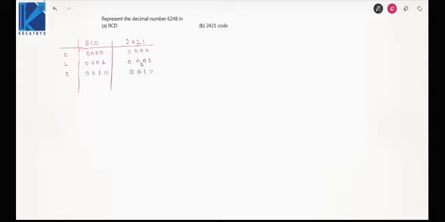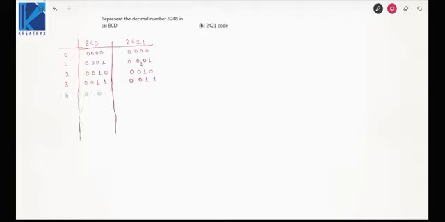Are you getting my point? If you convert this 2421 code into decimal, you multiply 1 into 1, 0 into 2, 0 into 4, 0 into 2. It will be 1. Then 0 into 1, 1 into 2, 0 into 4, 0 into 2, it will get 2. 3 is 0, 0, 1, 1, again 0, 0, 1, 1. 1 into 1 is 1, 1 into 2 is 2. So 1 plus 2 is 3.